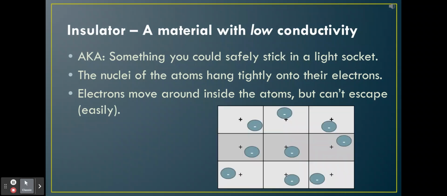Here's an example of what that might look like. So imagine that this is a piece of plastic, right? And each of these different lines represents one of the atoms that is in this sheet of plastic. The electrons are allowed to move around this nucleus, okay? But they are not going to travel to another one of those nuclei.